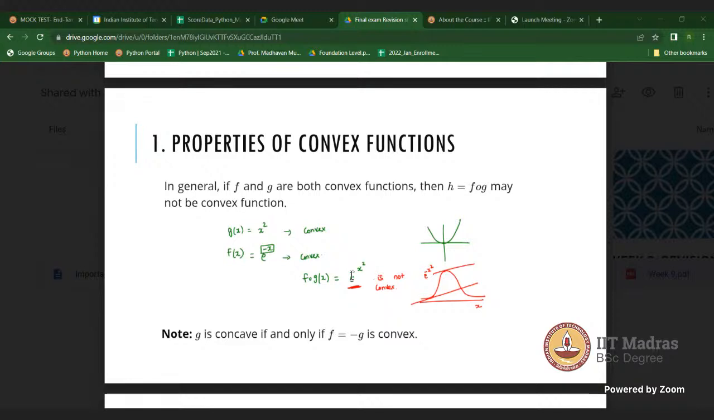Yeah, because of that. Excuse me, sir. So this PDF would be shared, right? Yeah, this PDF will be shared.